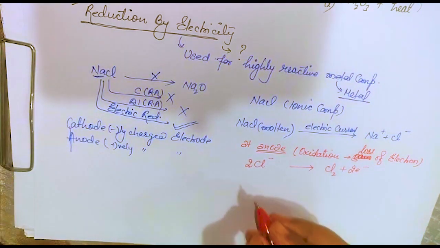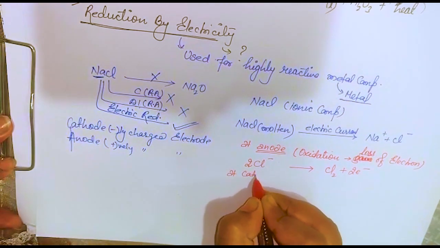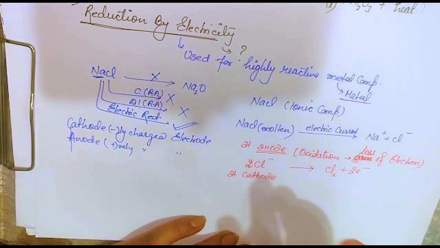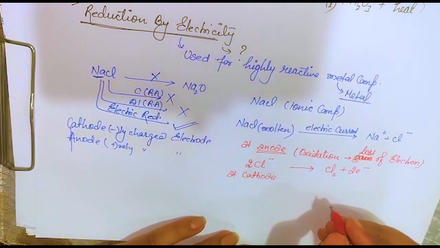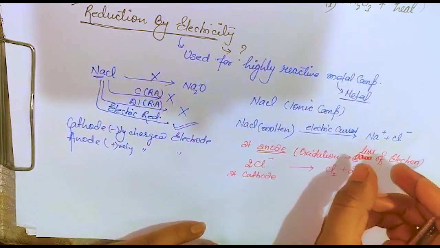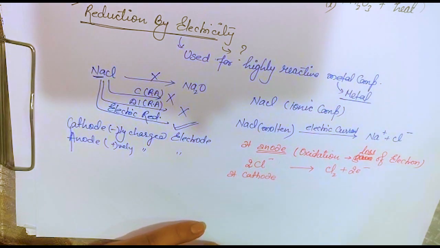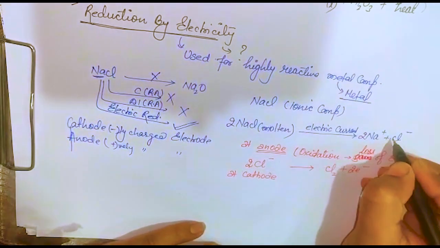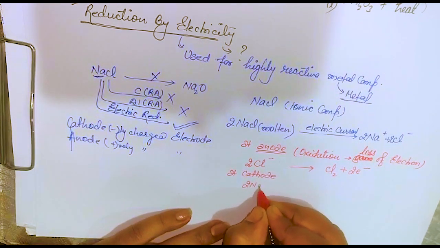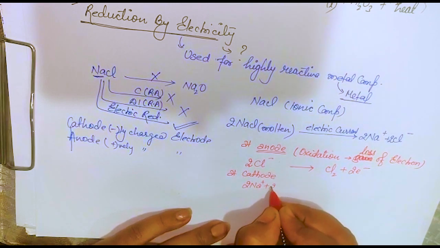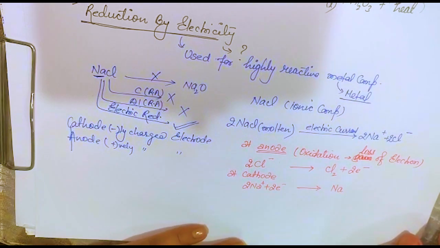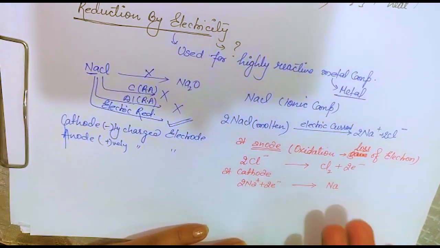Now what will happen at cathode? At cathode, what will happen? These two electrons which the chlorine has lost will be gained by sodium. Just make it 2 over here so that it will be easy for you. Okay. So now this 2 Na+ will take these 2 electrons and will be deposited on the cathode, that is Na. Got it? So this was the metal you wanted.